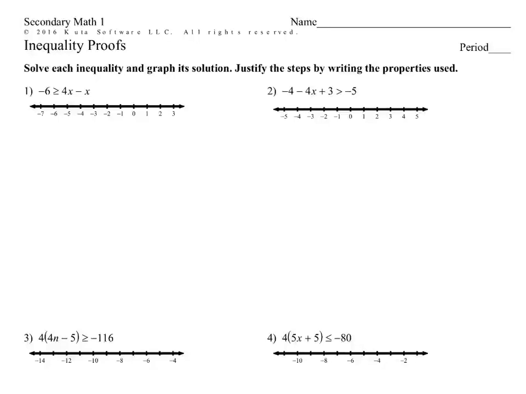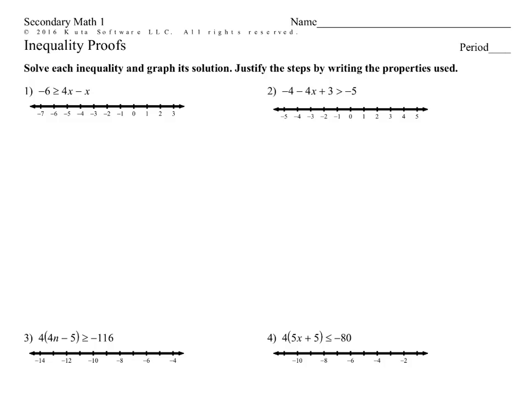Hello, ladies and gentlemen. We are going to go over what you should be doing on the Inequality Proofs assignment. You need to solve each inequality and graph the solution, but also justify the steps by writing down the properties used. So that's where we write down the adpo and subpo, and there's distribution, simplifying, combine like terms, all those sorts of things. So it's not a whole lot of new things.